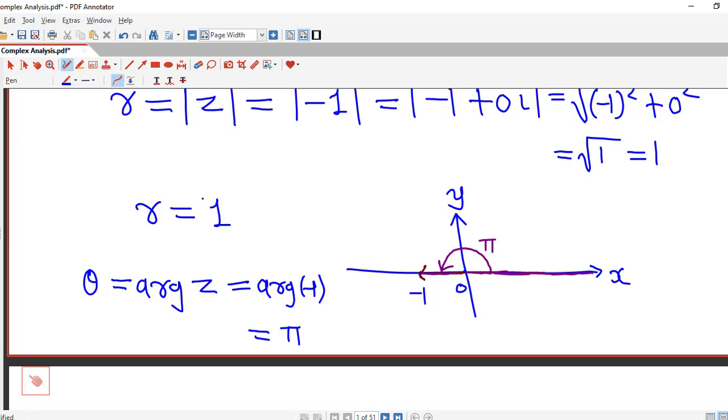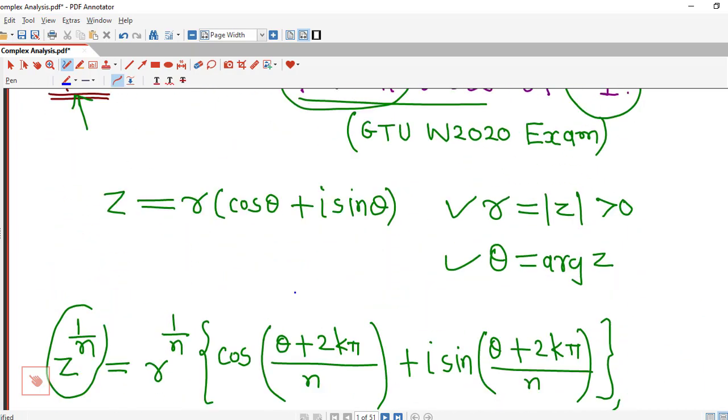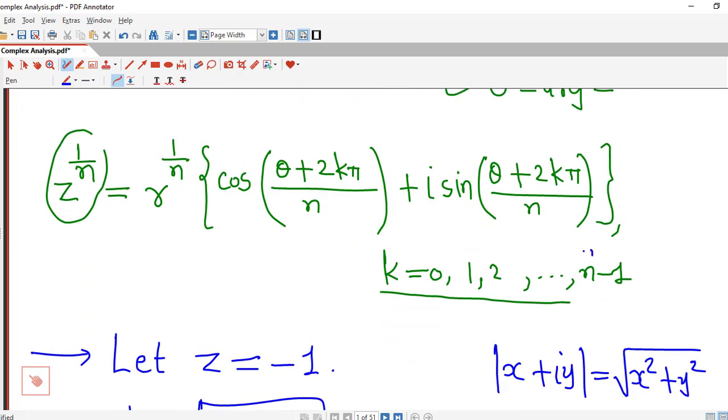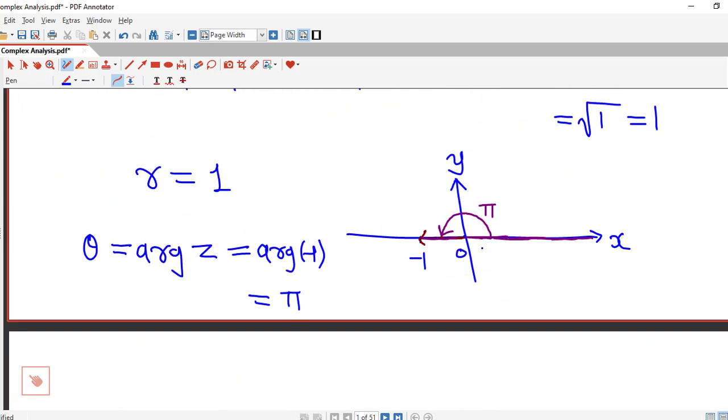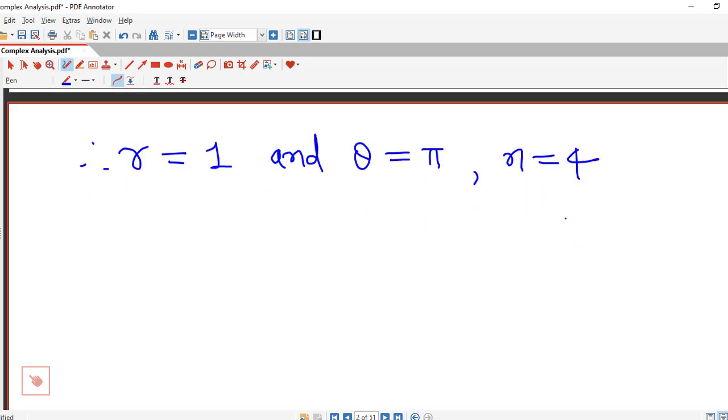So we will use r equal to 1 and theta equal to pi and n equal to 4 in this formula, and if we take n equal to 4, we have 4 minus 1, that is 3. So values of k will be 0, 1, 2 and 3. So now we use that formula. We can summarize: r is 1 and theta is pi, and we have n equal to 4.